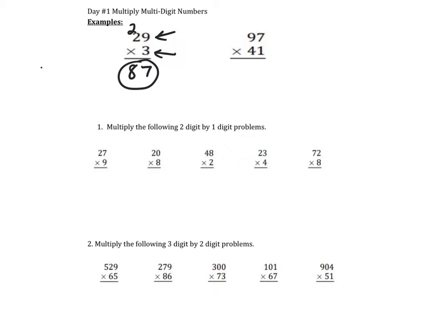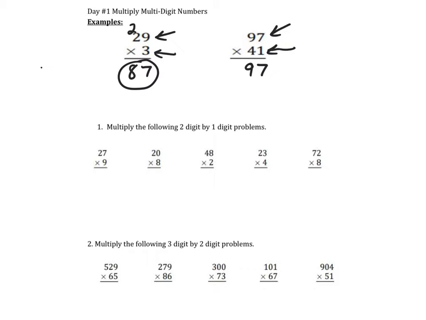Let's do another one. This is a 2-digit, so we still have a factor times a factor will give us a product. So 7 times 1 is 7. 9 times 1 is 9. Oops, I hit a button on my computer. 9 times 1 is 9.